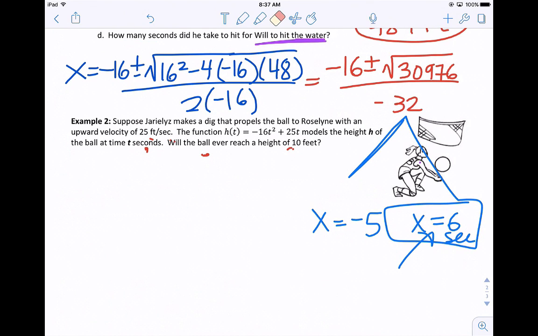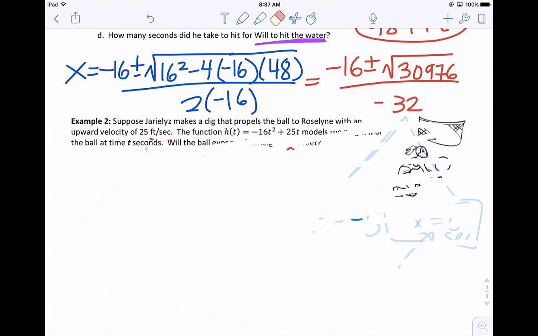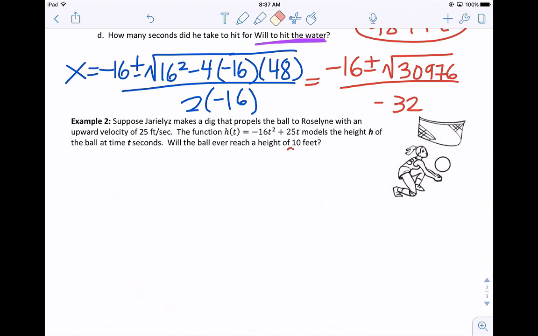Last example, example 2, but it's really example 3. Suppose Jerlies makes a dig that propels the ball to Rosalind with an upward velocity of 25 feet per second. The function negative 16t squared plus 25t models the height of the ball at time t seconds. When will the ball ever reach a height of 10 feet? So if you look at this function, the c value is 0, which means she dug that out from basically the floor. So the height would be 0, the initial height. Will the ball ever reach a height of 10 feet?